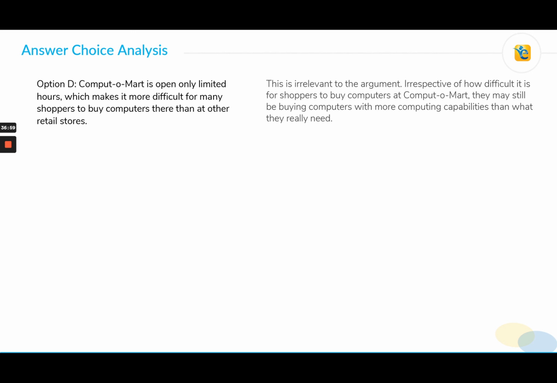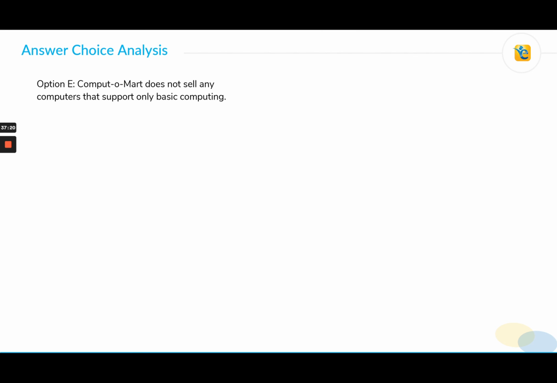Irrespective of how difficult it is for these shoppers to buy computers from Comput-o-mart, it does not matter. They may still be buying computers with more computing capabilities. Nothing that's mentioned in option D actually even connects to the reasoning or the conclusion that is drawn in this particular question. So option D is the easiest option to eliminate, which brings us to the only correct answer, the only proper conclusive weakener here that is not loosely defined, option E.